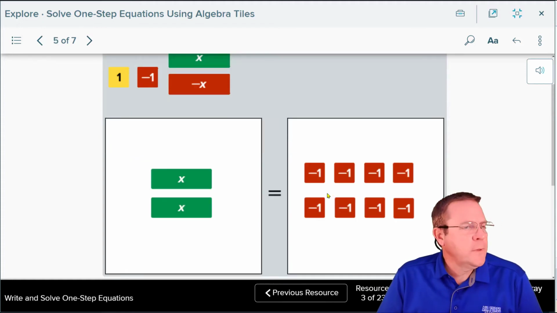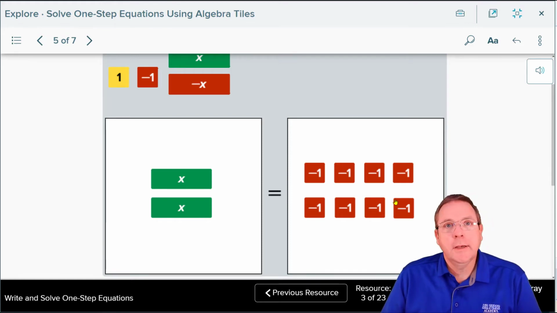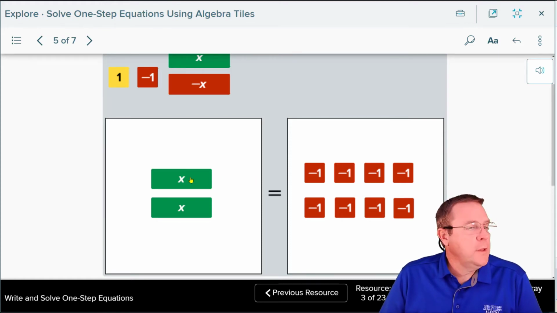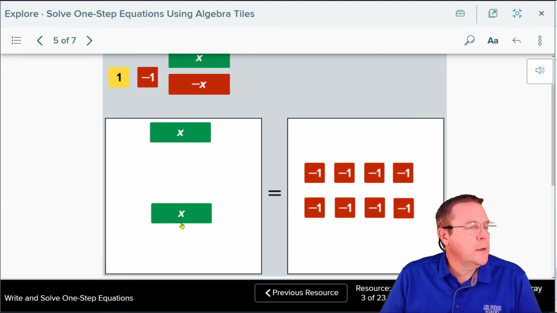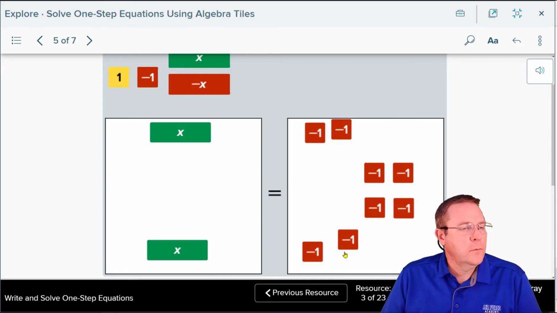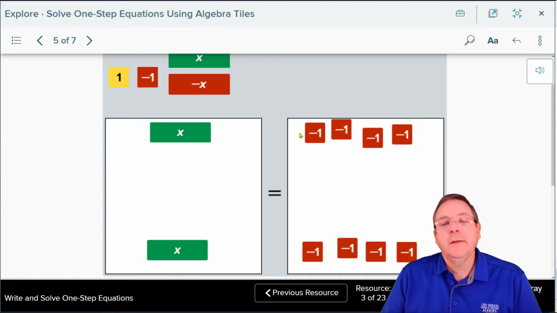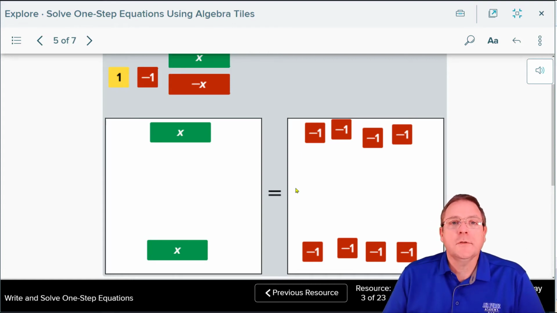But what if you had something like this modeled on your mat? Well, we have 2x is equal to negative 8. Well, that one's very easy to work as well. We're going to break it into two different groups. We have one group on the top, and we have one group on the bottom. So because of this, we can look at it and say that each group of x is equal to how many? Negative 4. So the solution to that equation is x is equal to negative 4.